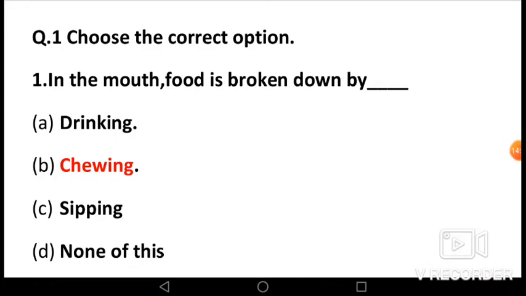Now let's revise MCQ. The first is in the mouth, food is broken down by. Options are drinking, chewing, sipping, and none of this. The answer is chewing. We need to chew the food properly so that it will be helpful to digest the food.